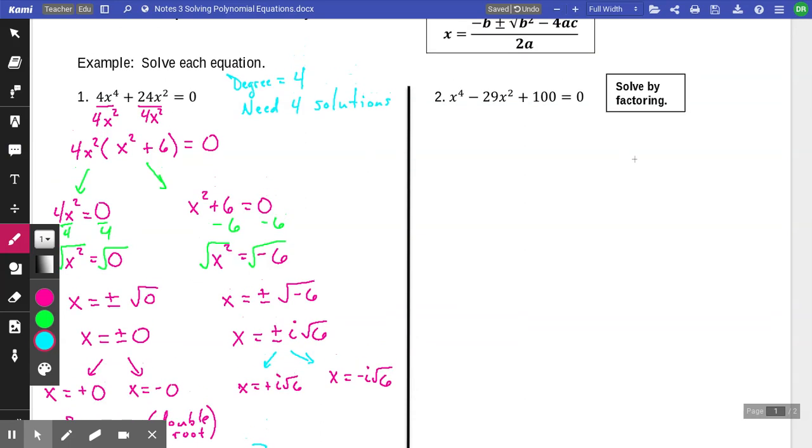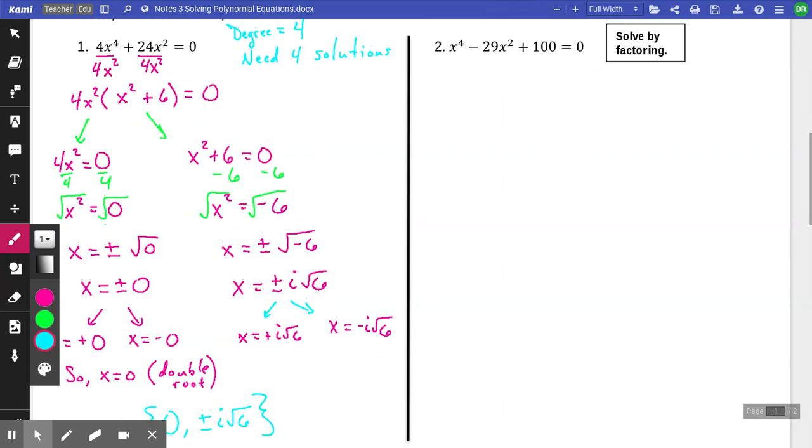Okay, so I wanted to look at another case here, the x to the fourth minus 29x squared plus 100. Notice it has three terms, right? But also notice about it, it's a degree 4 again. So here again, we see that there is a degree 4 polynomial. Let's put that in blue. Degree 4 polynomial. So degree equals 4, meaning we need 4 solutions.